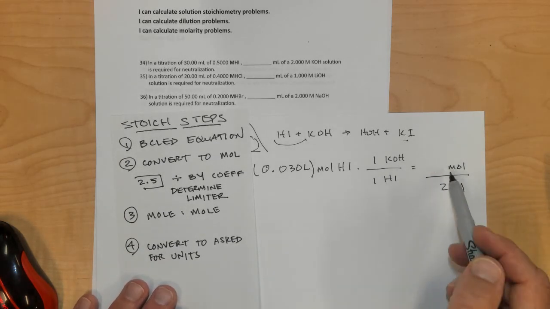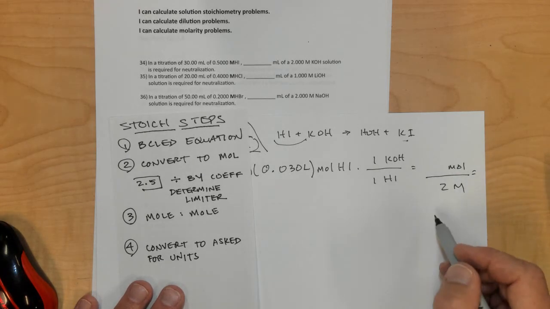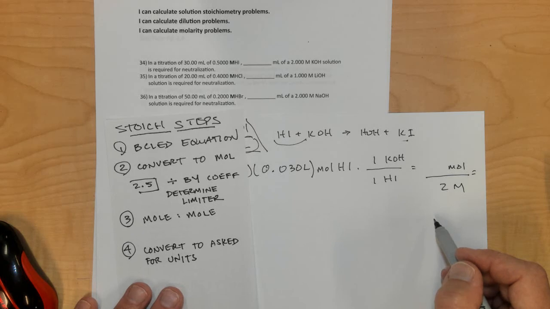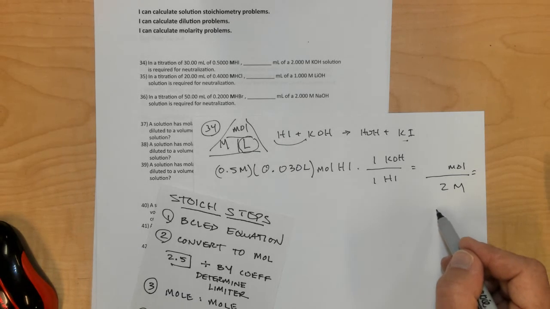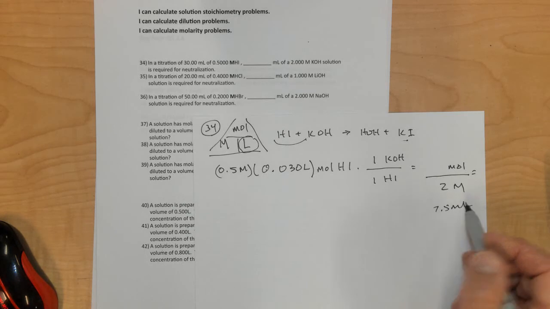So we would do moles divided by molarity. And this turns out to be, I believe, 7.5 milliliters, I believe, is what the answer ends up being.